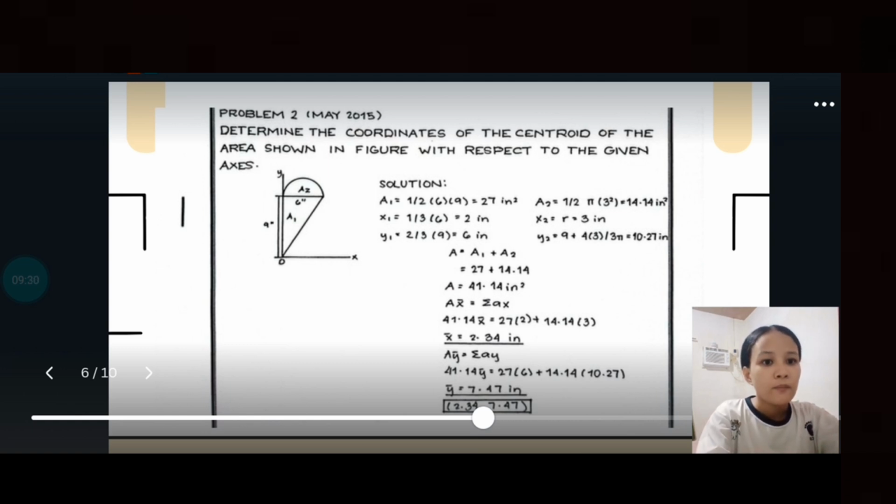For y, the summation of Ay, 41.14 y is equal to 27 times 6 plus 14.14 times 10.27, which is our y2, is equal to 7.47 inches. So our coordinates of the centroid are 2.34 and 7.47.